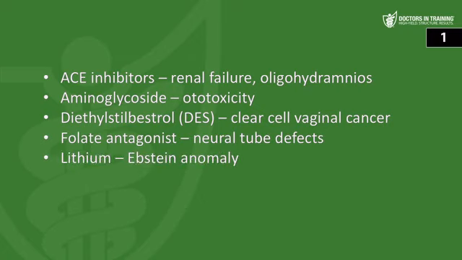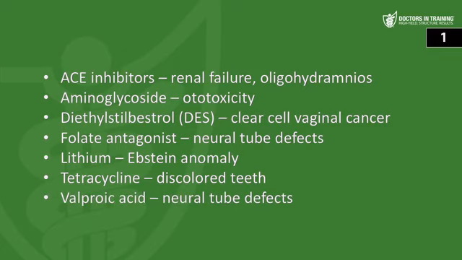Next, we have lithium that can cause Ebstein's anomaly, which is displacement of the septal and posterior tricuspid valve leaflets towards the apex, leading to atrialization of the right ventricle. Next, we have tetracyclines that can cause teeth discoloration. And then we have valproic acid, and that causes neural tube defects.